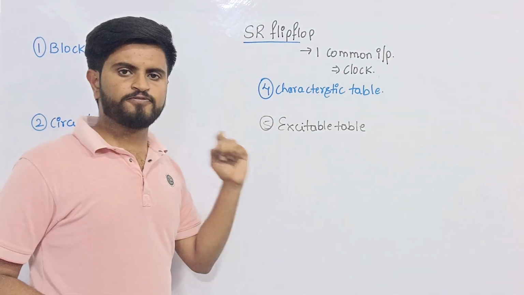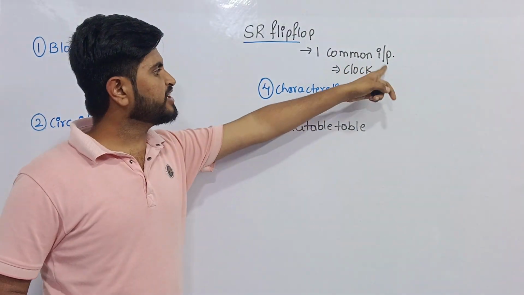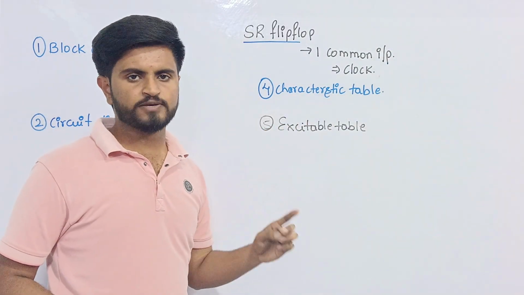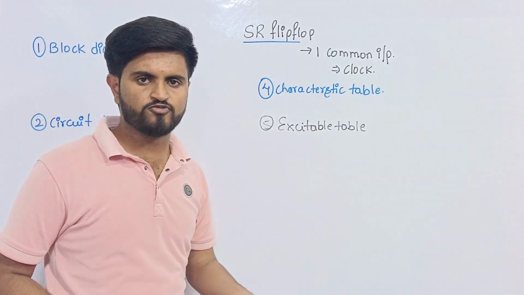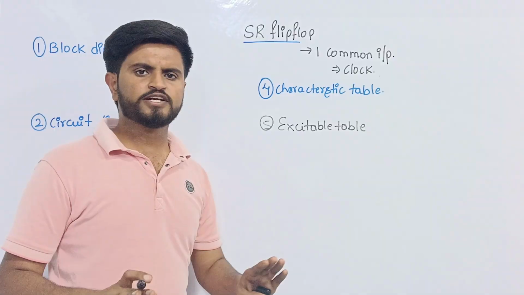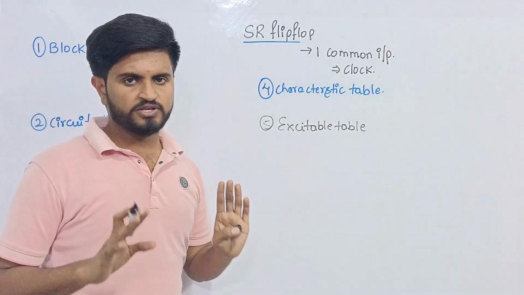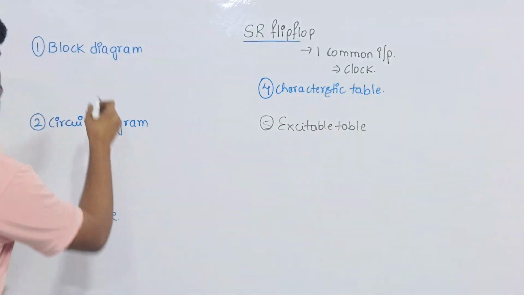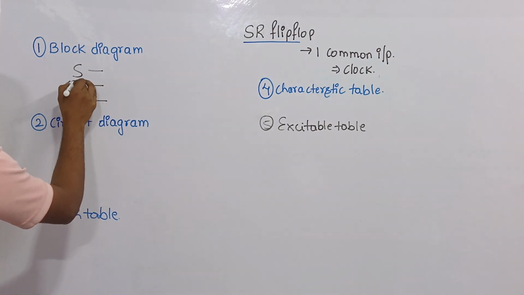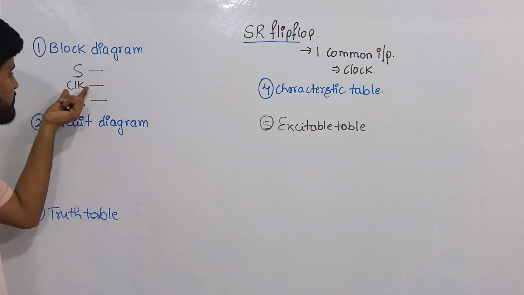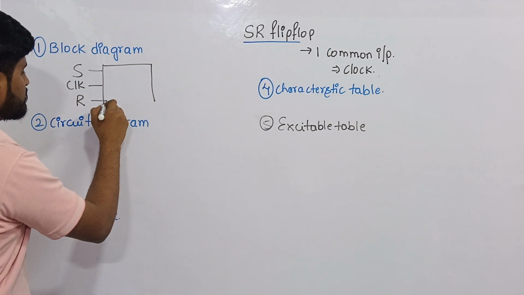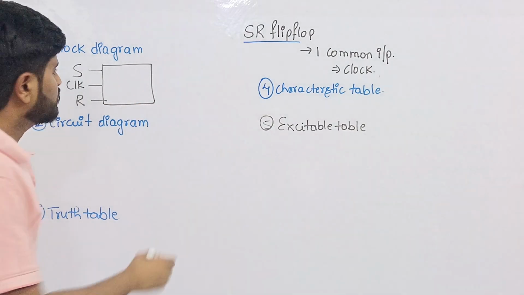In all the types of flip-flop, we will be having one common input, that is clock. So clock will be the common input in all types of flip-flop, whether it may be delay flip-flop, toggle flip-flop, SR flip-flop, JK flip-flop. So first one is S and second one is R, and clock is my common input which I will represent using CLK. So yes, S, R and clock are my inputs.